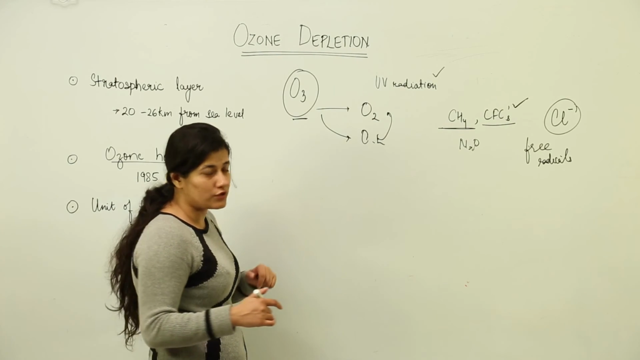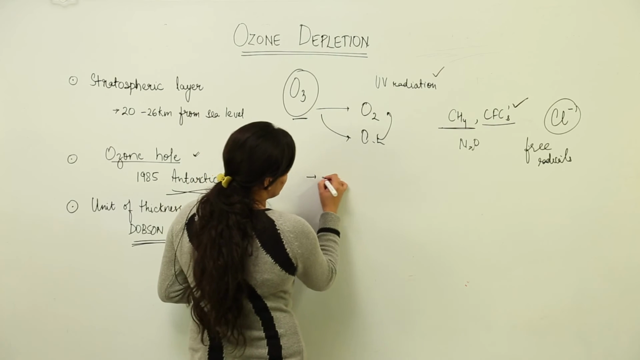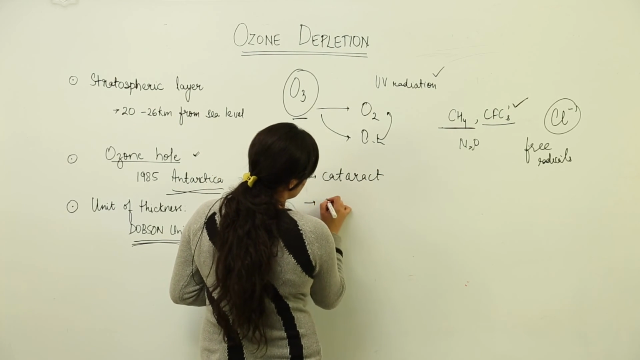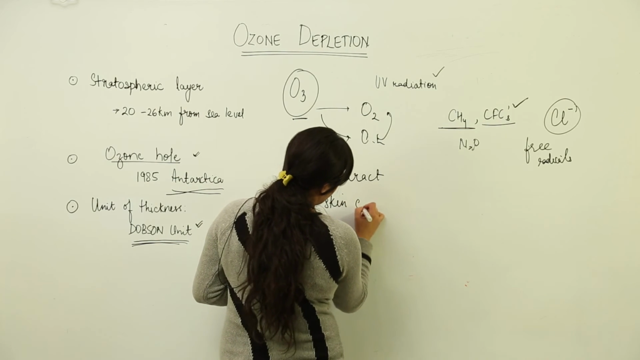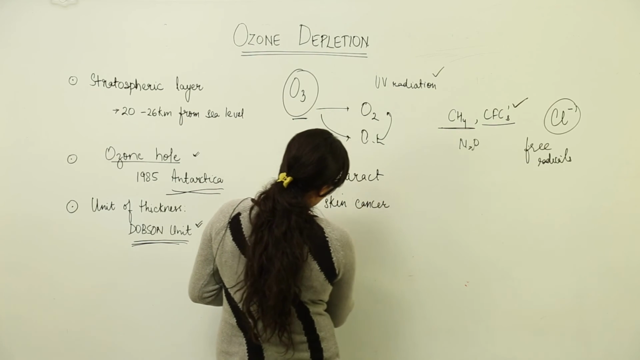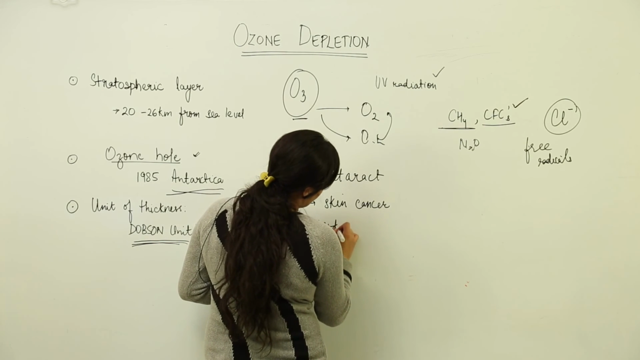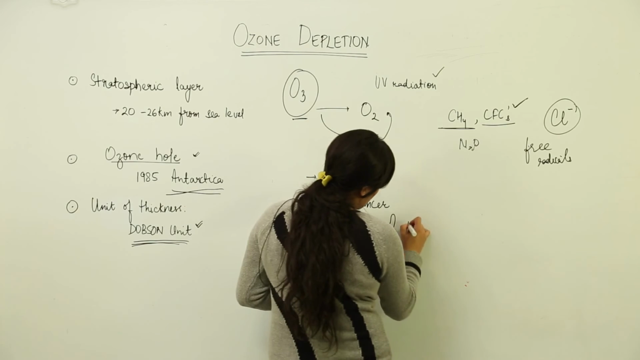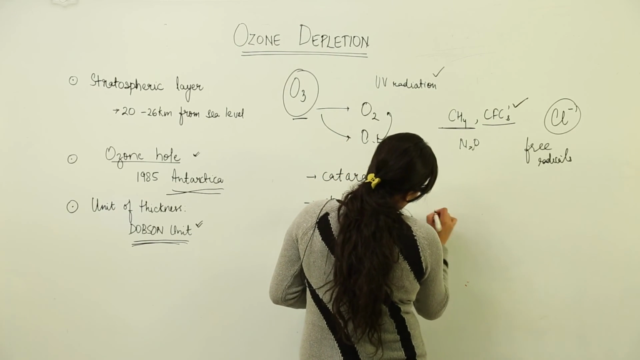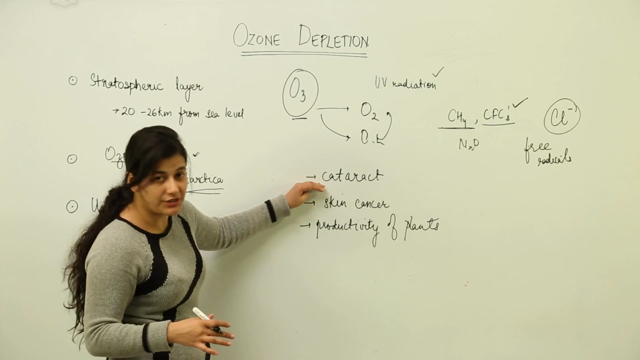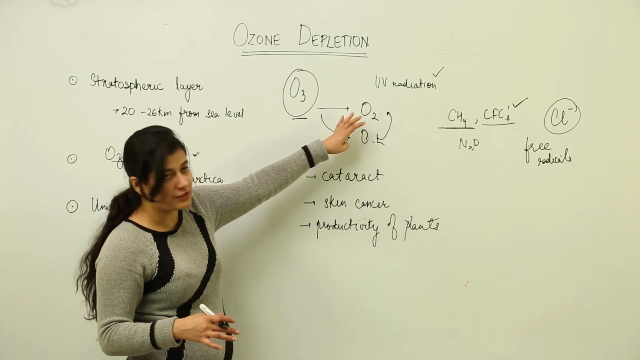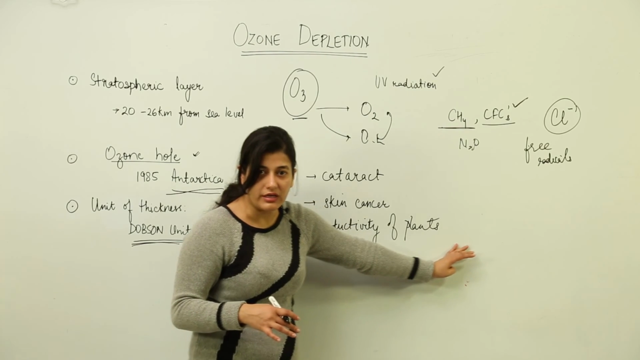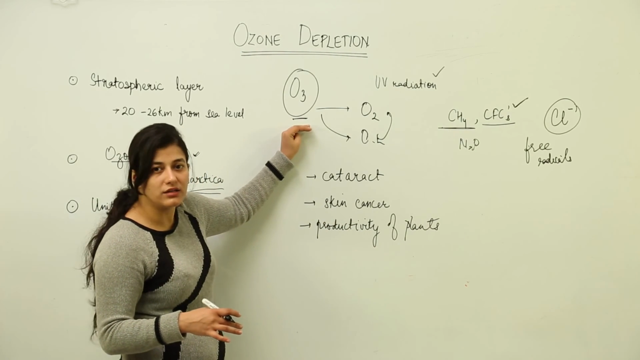And what are the ill effects of UVB radiations? First thing is that it can cause cataract. It causes skin cancer. The productivity of plants also declines whenever UVB radiations come unfiltered from the ozone. So these are the three direct effects that this UV radiation is going to create on human beings and other living beings if it is not controlled by the ozone layer.